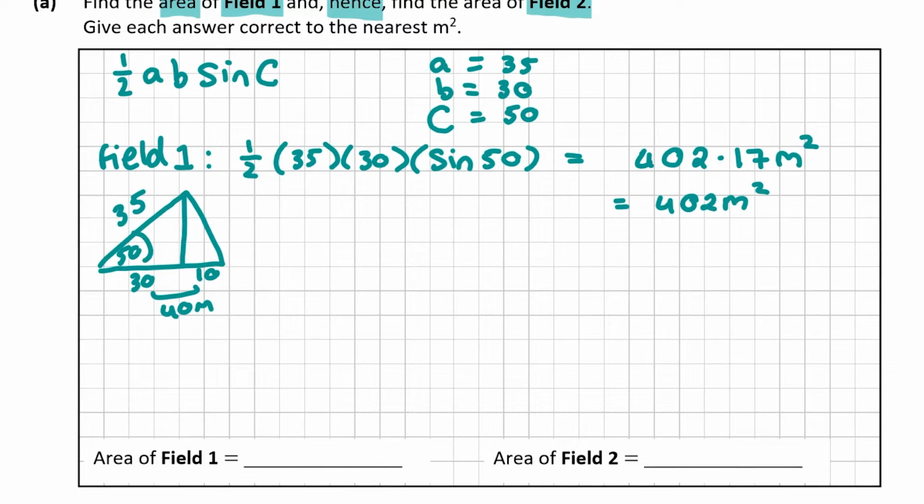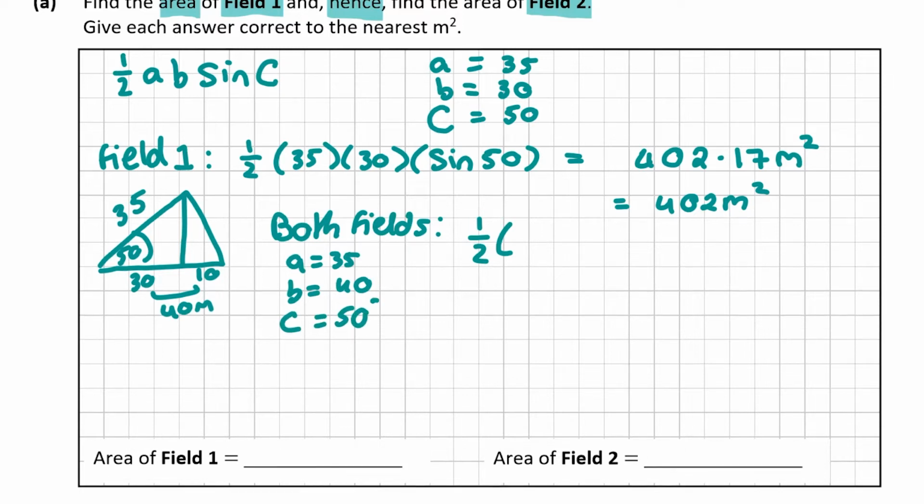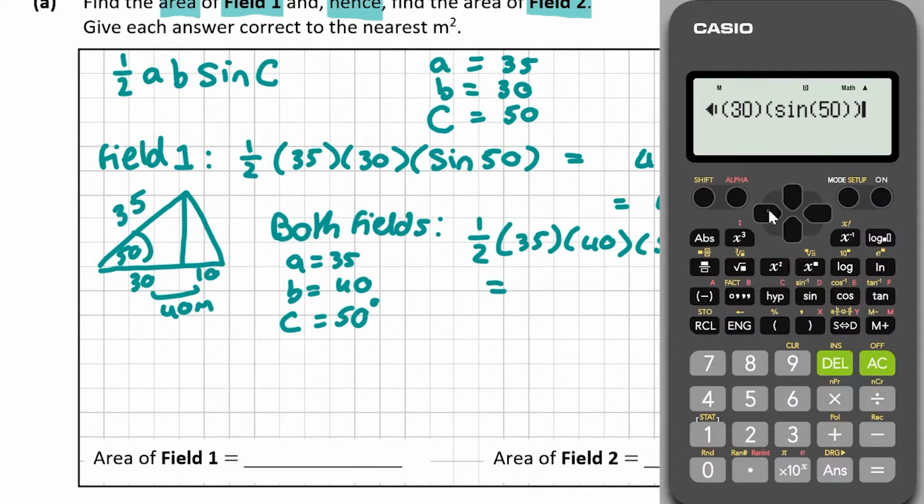So we're going to use the same formula. So I'm going to write both fields. It's going to be half multiplied by a is still 35. Now b is 40, and C is still 50 degrees. So half 35 multiplied by 40 multiplied by the sine of 50, that will give us the area of both fields. So I'm just going to go back along my formula here and change the 30 to a 40.